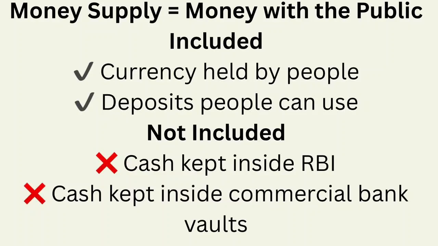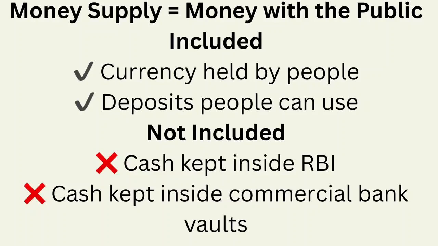Let's take another example. Suppose a bank has 10 crore in its cash vault. You cannot walk into the bank and say, I want to use your vault cash to buy a bicycle. That cash belongs to the bank for its operations. Similarly, cash inside RBI is used for managing the banking system, not for daily transactions by the public. So remember the simple rule: money supply measures the money that people can actually spend.